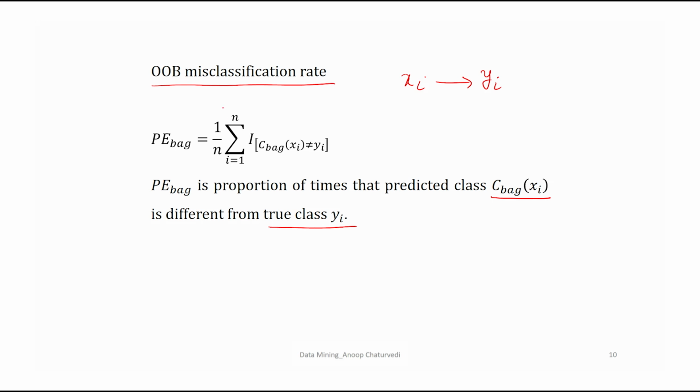And then if we take this summation, it gives you the number of times the misclassification takes place for all the observations, and then we are dividing it by n. So, ultimately PE bag is the proportion of times the predicted class C bag xi is different from the true class yi, and this is for all i also.